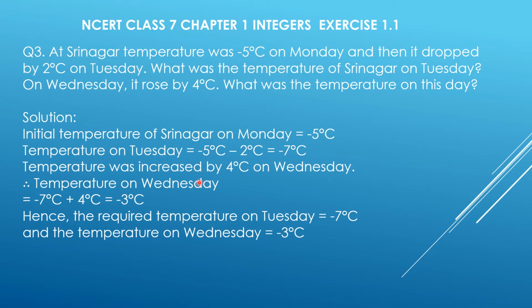So the temperature was increased by 4 degrees on Wednesday. Temperature increased by 4 degrees means we have to add. So the temperature on Wednesday: -7 degrees, which was on Tuesday, add 4 degrees Celsius, which is equal to, what is -7 plus 4? It is equal to -3. So -3 degrees Celsius is the temperature on Wednesday. Hence the required temperature on Tuesday is equal to -7 degrees Celsius and the temperature on Wednesday is equal to -3 degrees Celsius.